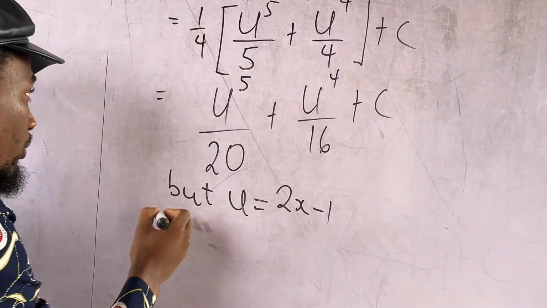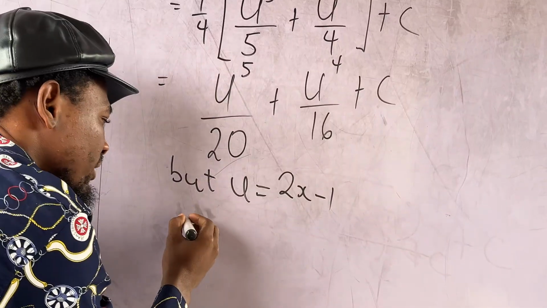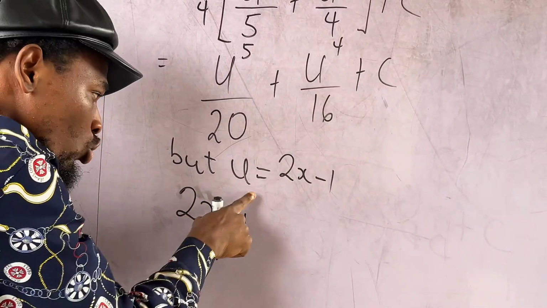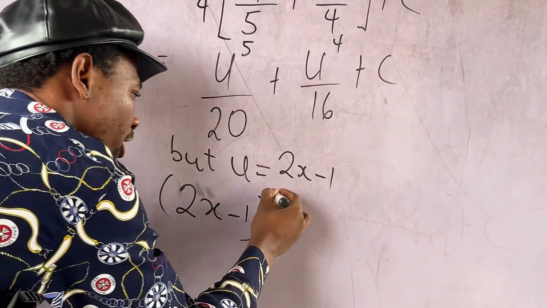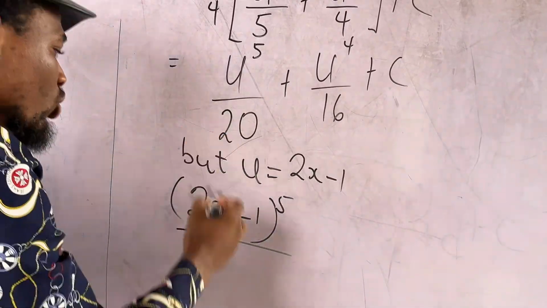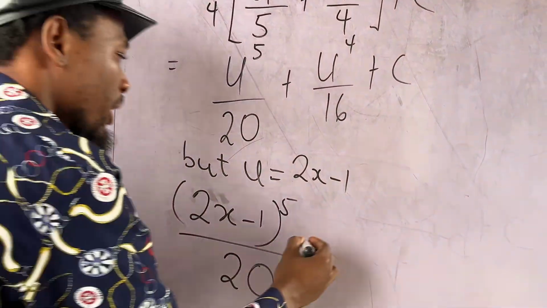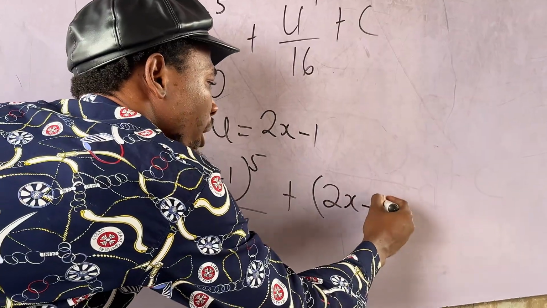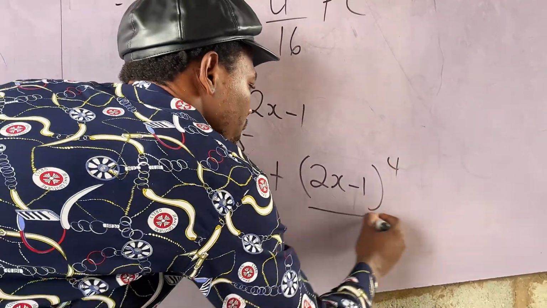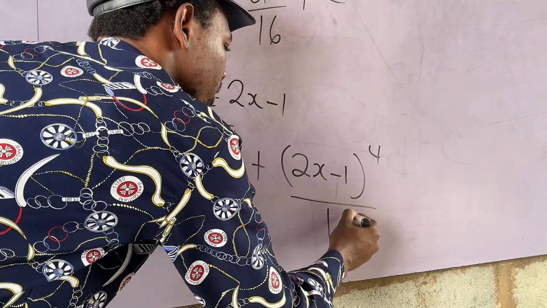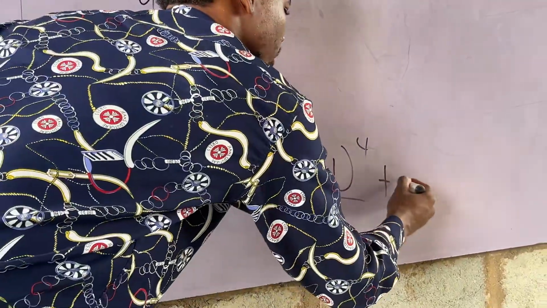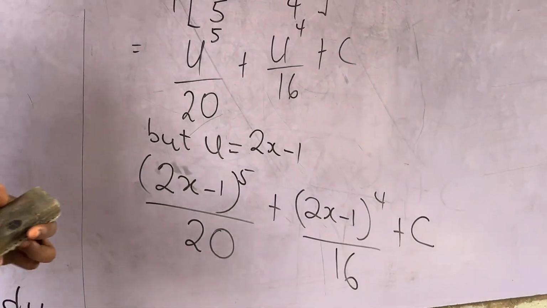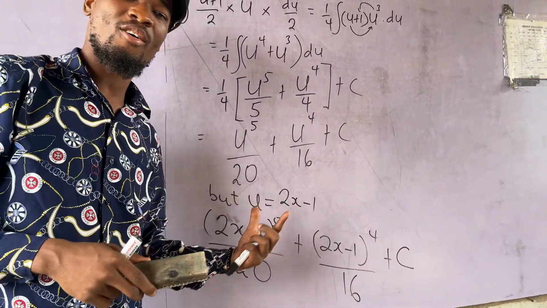So I have u to the power 5, where u is 2x minus 1, so (2x minus 1) to the power 5, all over 20. Then plus u to the power 4, and u represents 2x minus 1, so (2x minus 1) to the power 4, all over 16. Then plus my constant of integration, which is c. Viewers, this is the end of this trivial question.